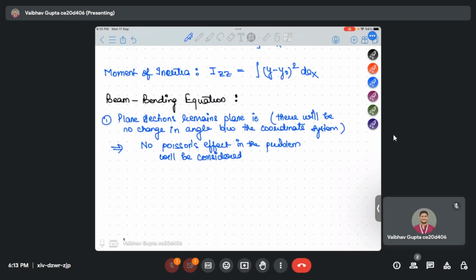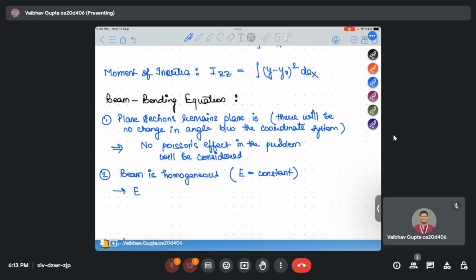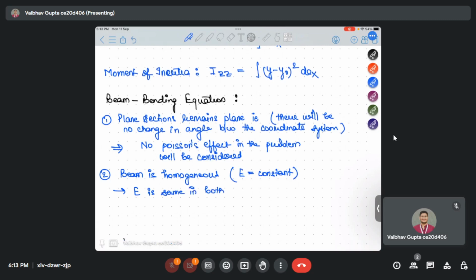Next, we say the beam will be homogeneous, which means E will be constant, which again means E is the same in both tension and compression.